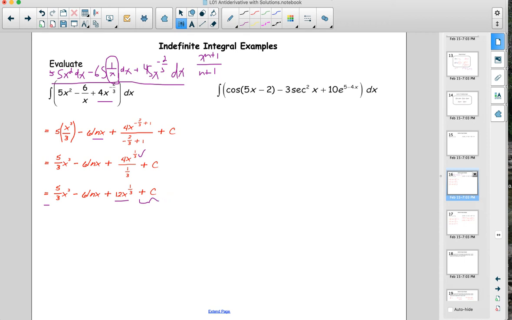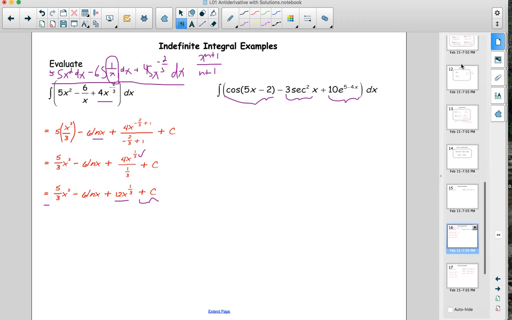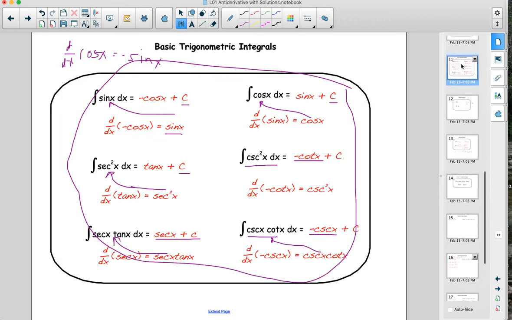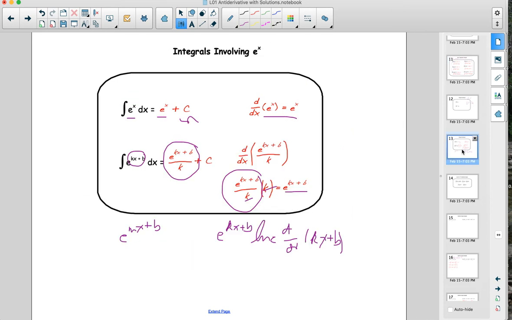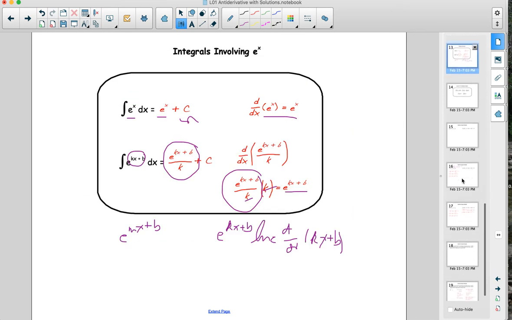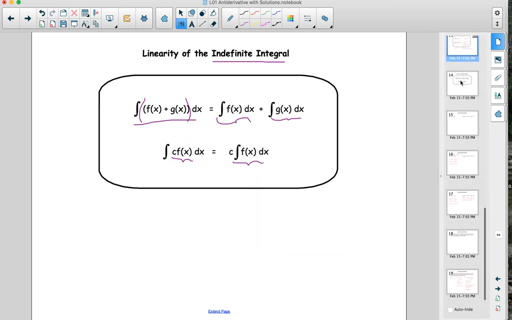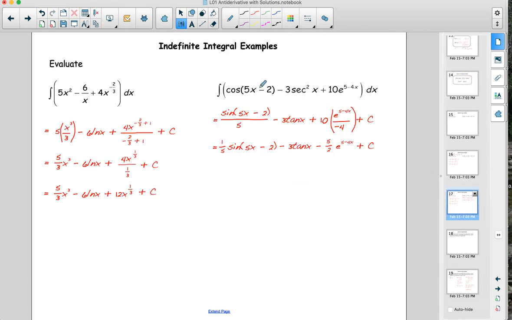And I'm going to let you think briefly about the next one. All right, so in this one, I am certainly not going to write it all out and break it up like that one. But we have the integral of a trig function here. We have the integral of another trig function here. And this is the integral of an exponential. So we would be using some information from this slide and some information from this slide. And of course, our rules on how to break it apart. So let's look at the answer to this one.